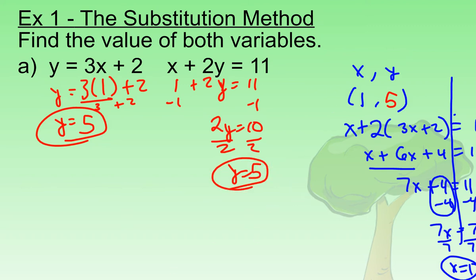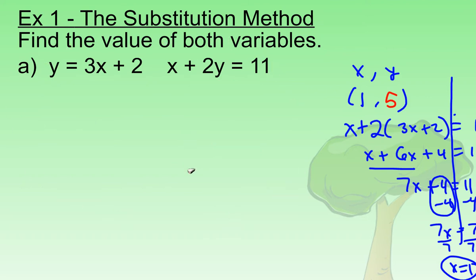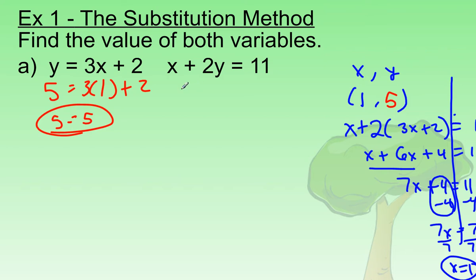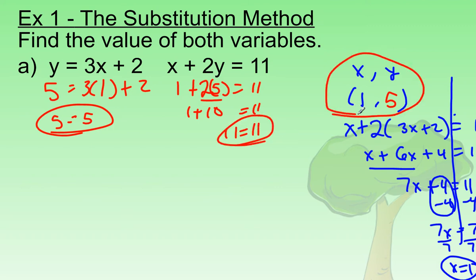We found a pair of numbers that makes both equations true. If I would check this and plug in the 1 and the 5, we know it's going to work here because 3 times 1 plus 2 is 5. Yay! We probably know it's going to work here. Hopefully you have faith it's going to work. 1 plus 2 times 5. 2 times 5 is 10, plus 1 is 11. This is the solution. We did it by substituting in from one of our variables.